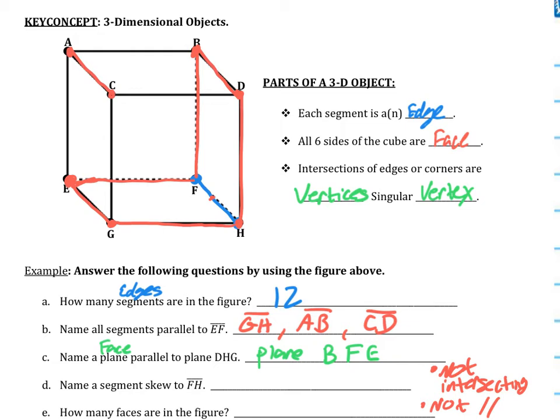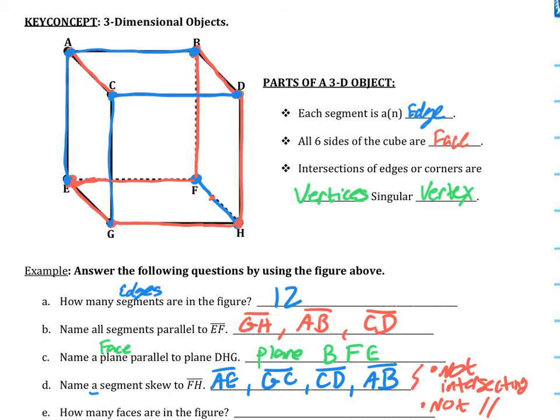Now, everything that we have left over are our segments that are skew to FH. So they are neither intersecting nor parallel, which means they shouldn't be on the same plane. I know it said just name a segment, but I figured I'd show you how to find all of them. So for this, we have AE, GC, CD, and AB. They're all skew to that original segment.